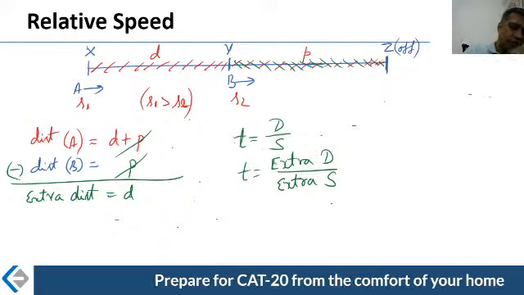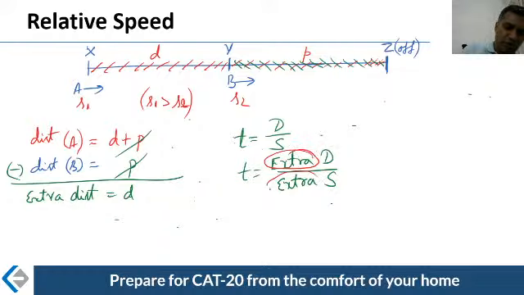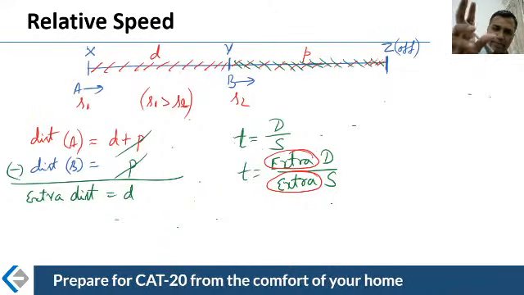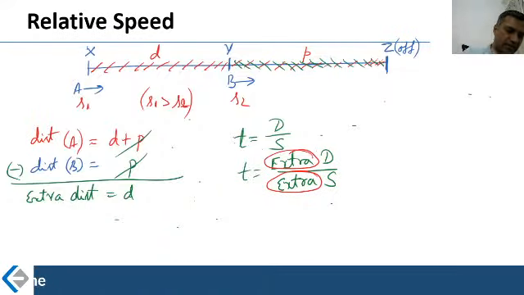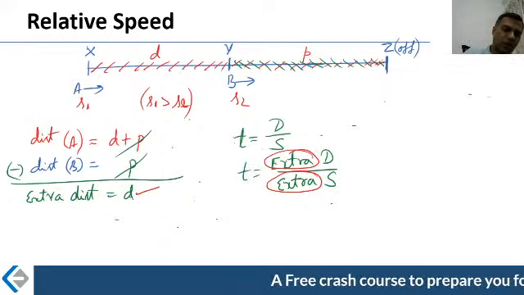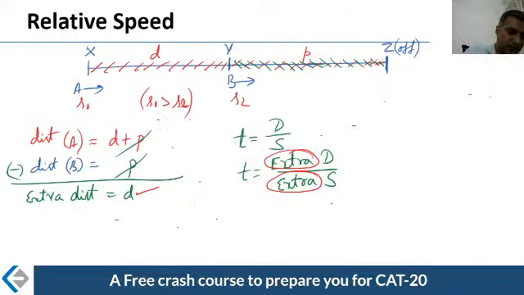Use the same adjective. That's all my point is. If you write extra, you better write extra. Don't write average speed. Extra distance, then you better write the extra speed. What is the extra distance, friends? D. Therefore, what is the extra speed? S1 minus S2.